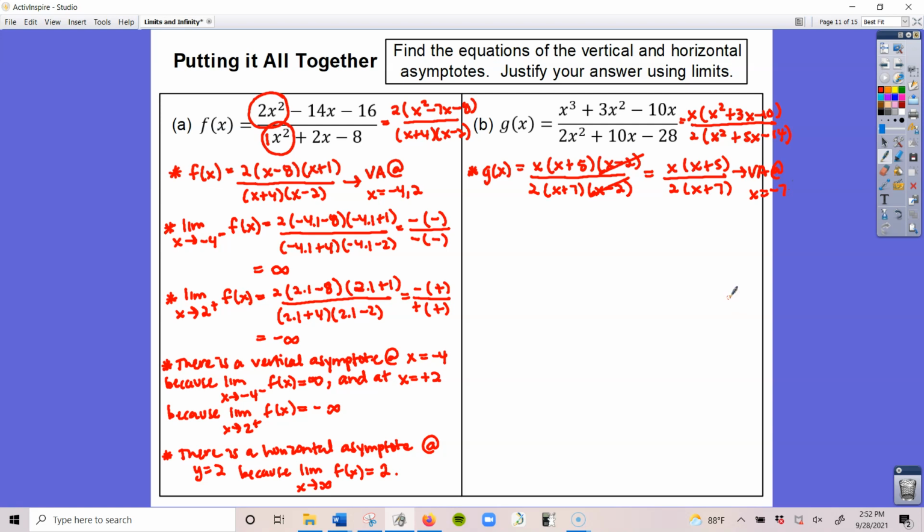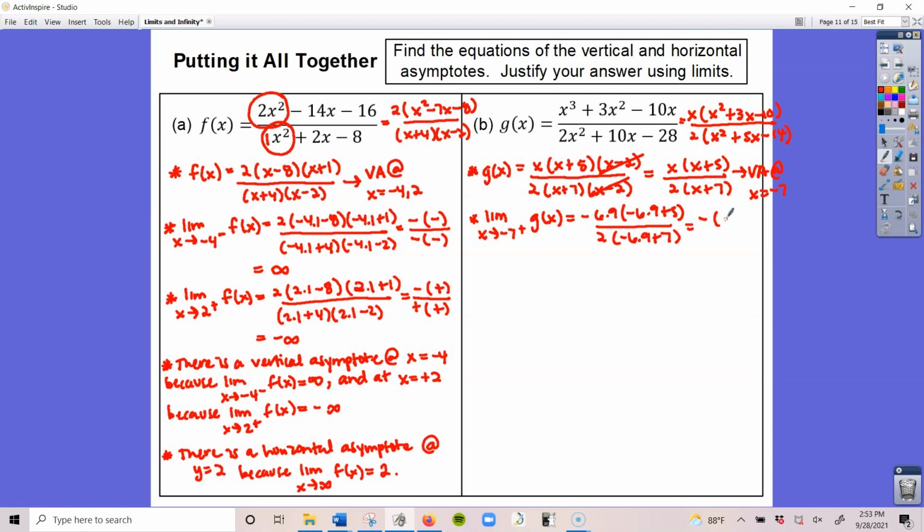So I'm going to go ahead and find my limit that is going to prove this vertical asymptote exists. So let's do the limit as x is approaching negative 7 from the right of g of x. A number slightly to the right of negative 7 would be negative 6.9. So I'm going to plug that in for every x here. That would be negative 6.9 times negative 6.9 plus 5 over 2 times negative 6.9 plus 7. In the numerator, we have this negative.